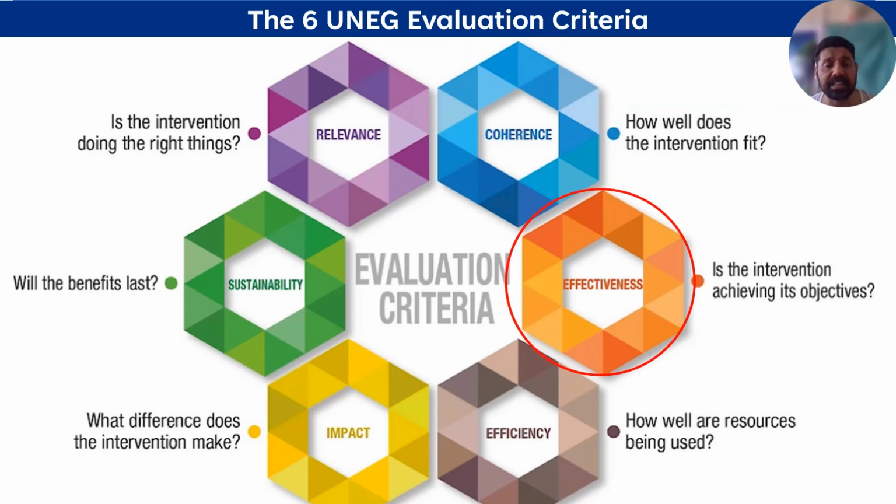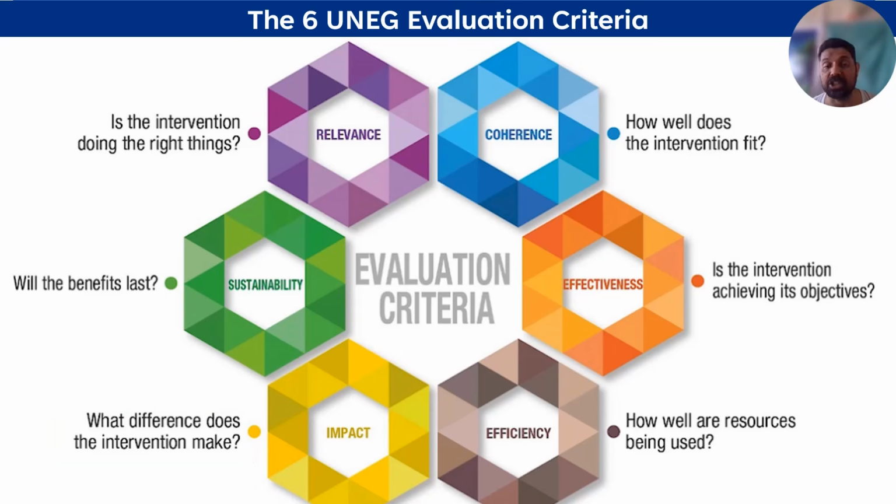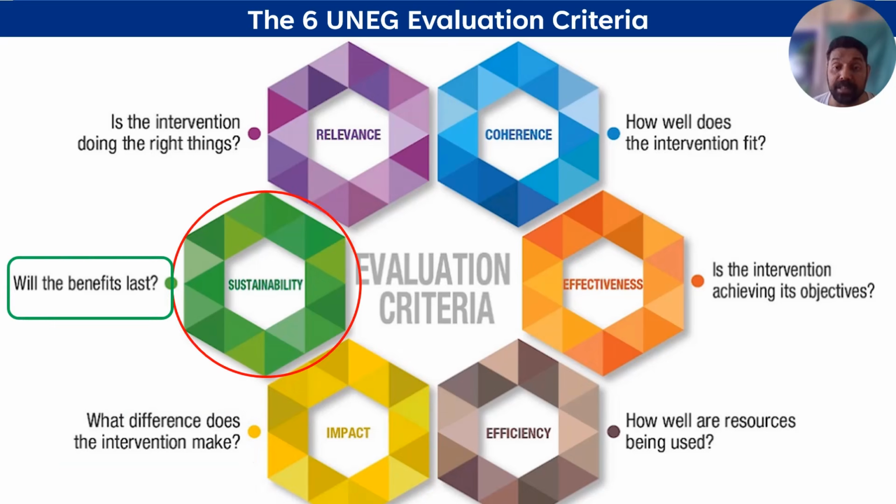Then we have effectiveness. Is the intervention achieving its objective? This is effectiveness. Then we have efficiency. How well are the resources being used? Then we have impact. What difference does the intervention make? What is the impact of the interventions or the activities? And then we have sustainability. Will the benefits last? Let's discuss now each one of them in further detail.